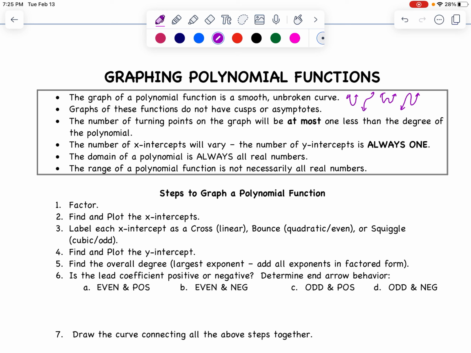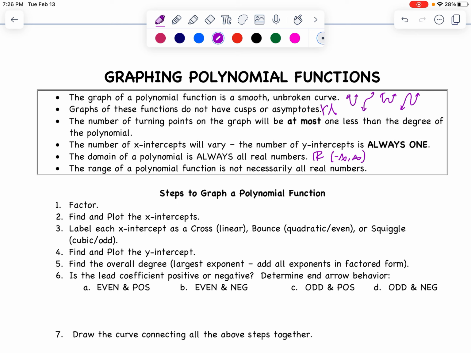Okay, graphs of these functions do not have cusps or asymptotes. All that means is we're not going to have any ending points like that. The number of turning points in the graph will be at most one less than the degree of the polynomial, and the number of x-intercepts will vary. The number of y-intercepts is always 1. The domain of a polynomial is always all real numbers, right? Negative infinity to infinity. And the range of the polynomial function is not necessarily all real numbers. It just depends on what function you're given.